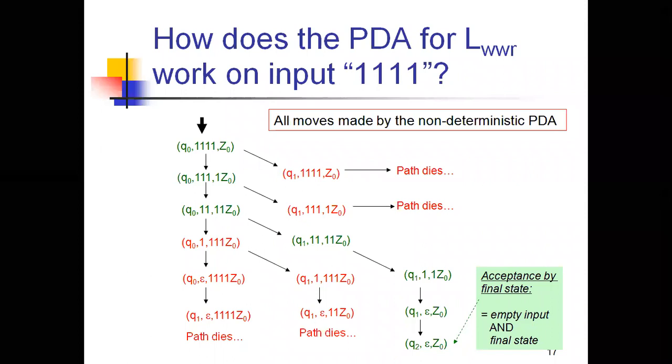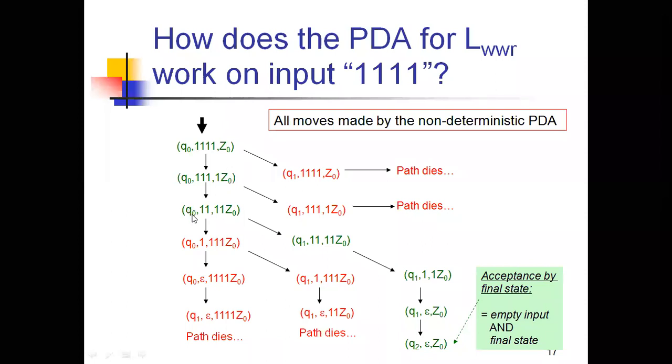And always you need to start with the initial state q naught, with the input four ones, and z naught. Now one by one you need to read, right? q naught, 1111, z naught. And what will happen here: at q naught, if I read one, then I need to push it onto the stack. Now it becomes 1 z naught, right?